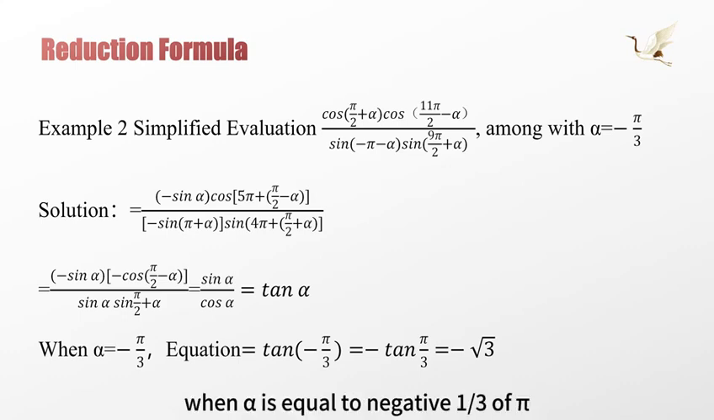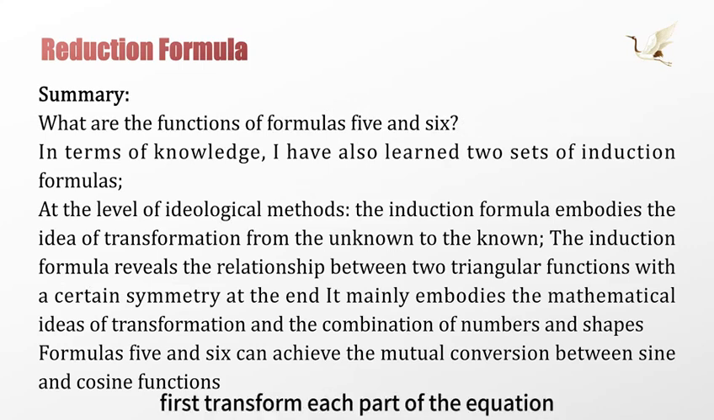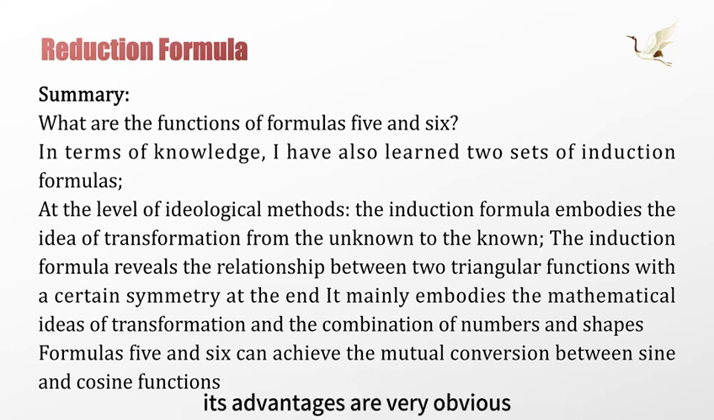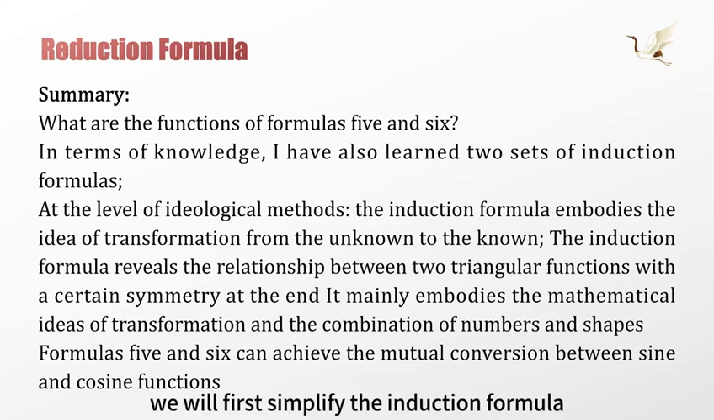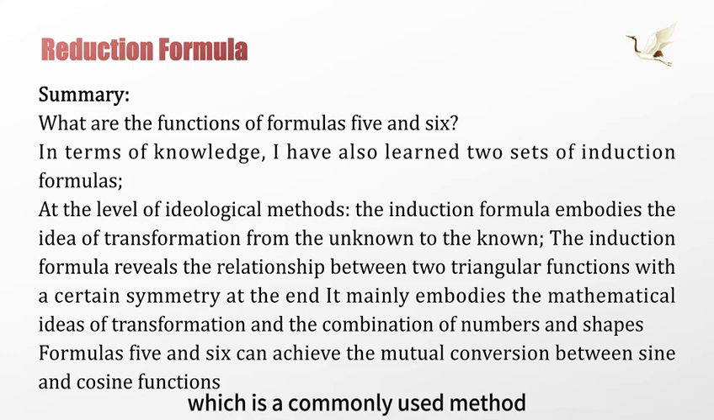When alpha is equal to -1/3 of pi, the original expression is equal to tangent of -1/3 pi, which equals negative tangent of 1/3 pi, which is equal to -√3. As you can see, using the induction formulas, we first transform each part of the expression into a trigonometric function of the angle alpha. Its advantages are very obvious. So in the future, we will first simplify with the induction formulas and then solve the trigonometric function problem, which is a commonly used method. That's all for today's class.